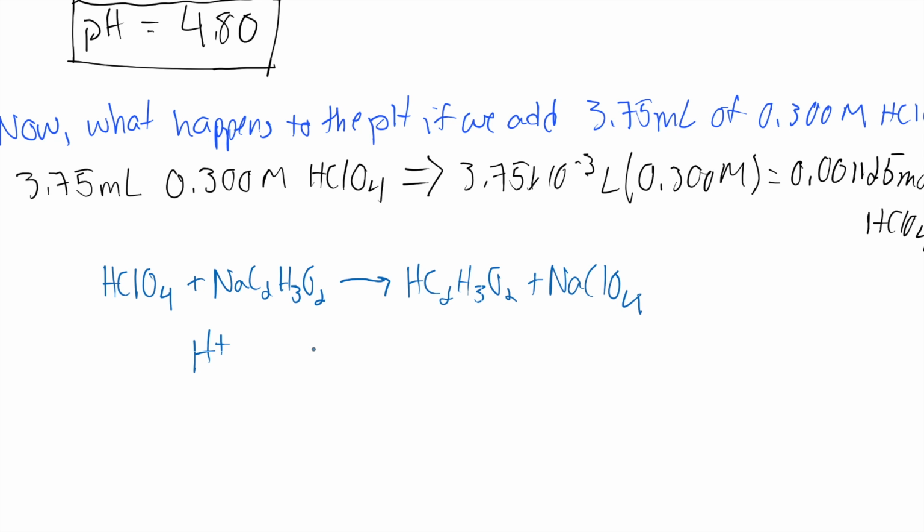When we break this down into its net ionic reaction, we end up just getting that we have a proton, H plus, plus C2H3O2 minus, and that's just going to yield HC2H3O2. And so now we know that because we have a one-way arrow, we can't use an ice table. We have to actually look at a limiting reactant problem.